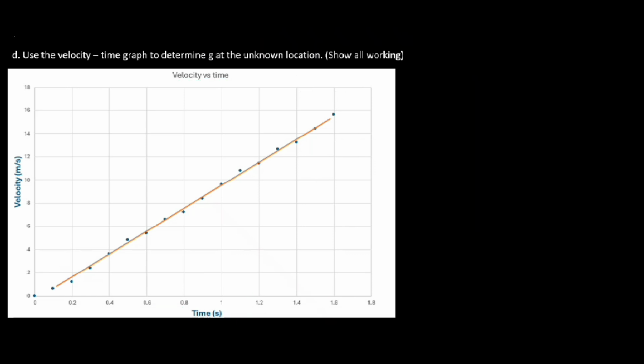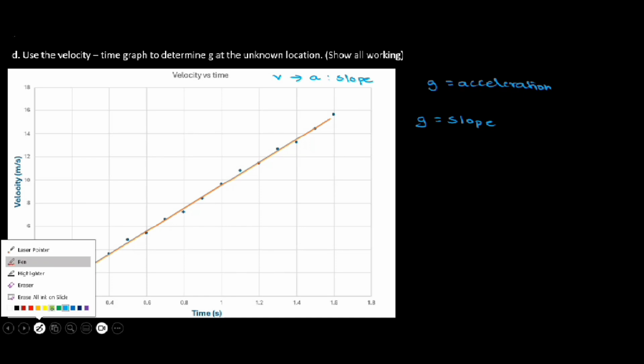Part D of the question is asking us, use the velocity time graph to determine g at the unknown location. Show all the working. Now g is nothing but acceleration due to gravity. And if I have a velocity versus time graph, I can find this acceleration by taking the slope of the graph, because I have velocity and I need to find acceleration from that velocity. And to find acceleration from velocity, we take the slope of the graph.